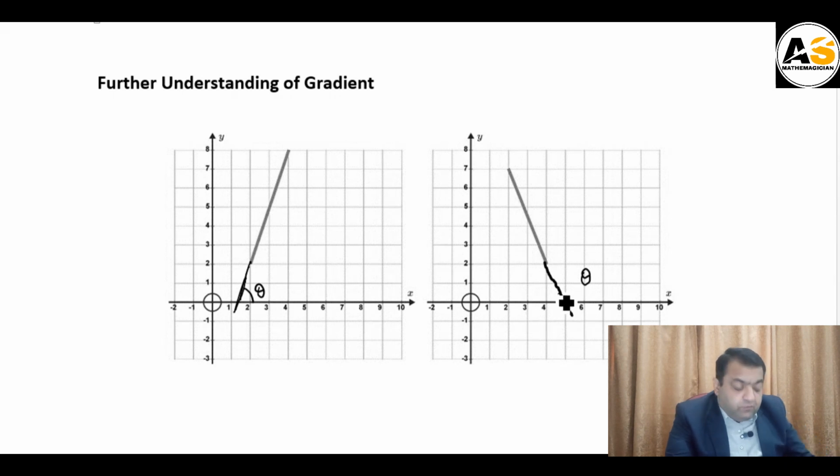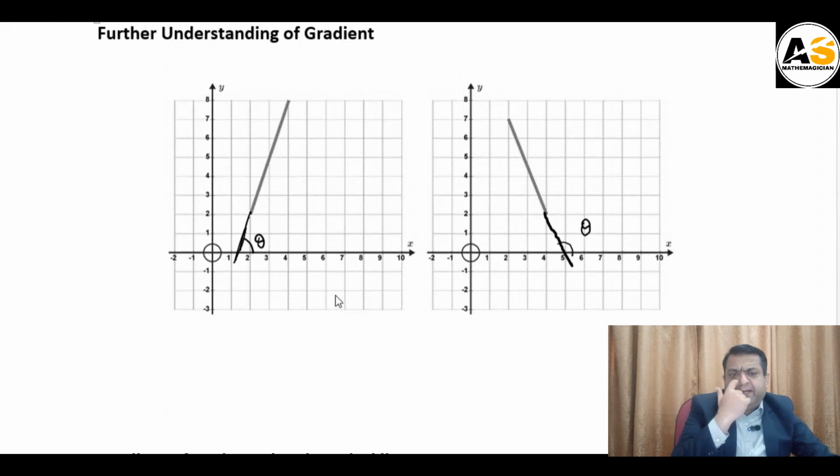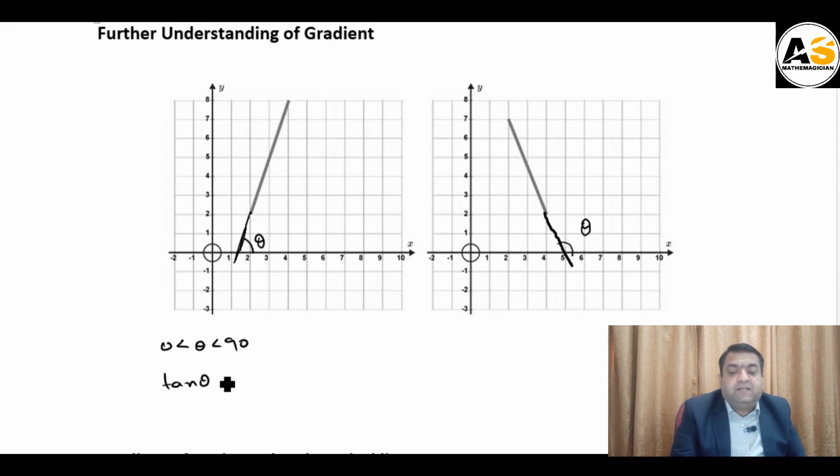Now, what we have to learn is, we know from trigonometry that any angle which is between 0 and 90, its tangent is positive. And any angle which is greater than 90 and less than 180 has its terminal arm in the second quadrant. So tangent theta is negative.